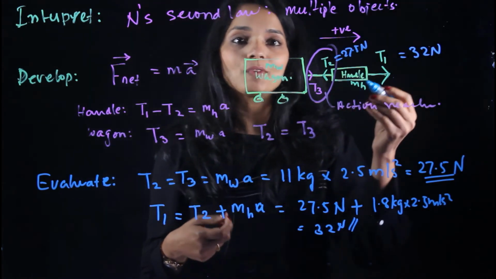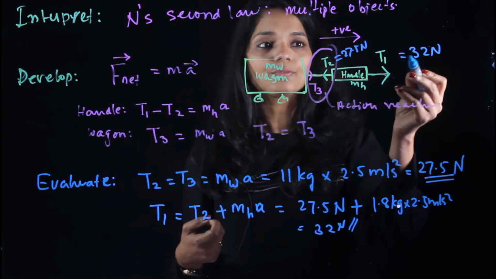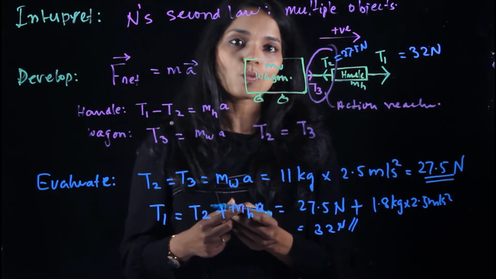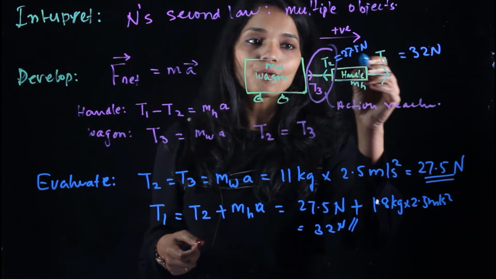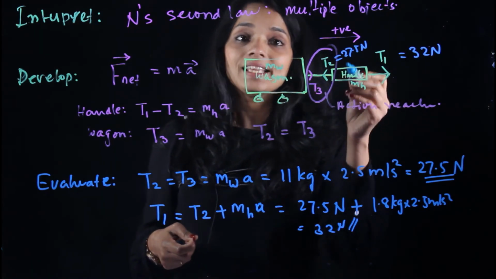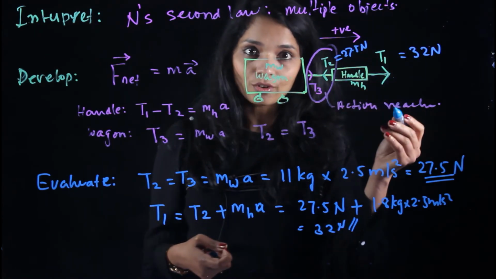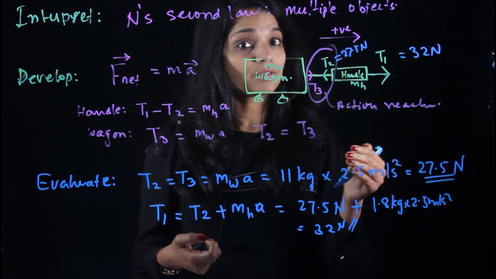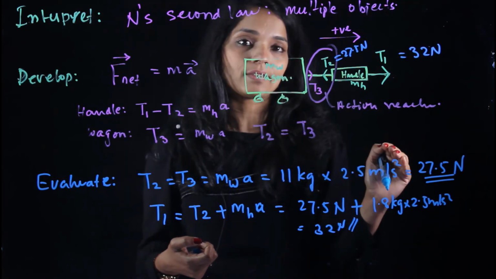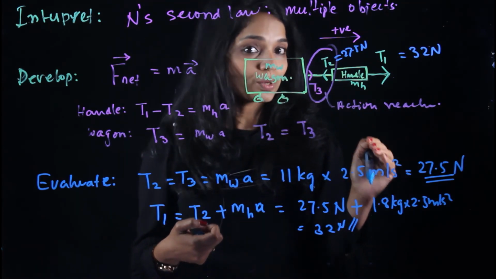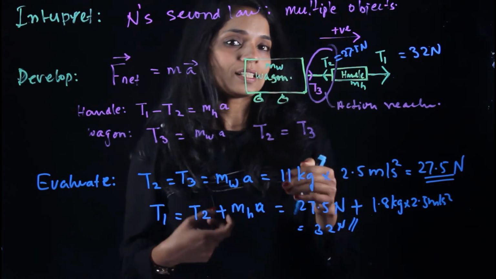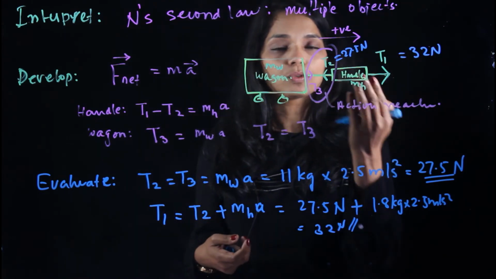The next question asked is why they are different. Imagine what will happen if they are the same. If T1 and T2 were both 32 Newton, what would happen? The net force on the handle would be 0, and if the net force is 0, the system can't accelerate. So that won't be true. That's one of the reasons why these forces are not equal.